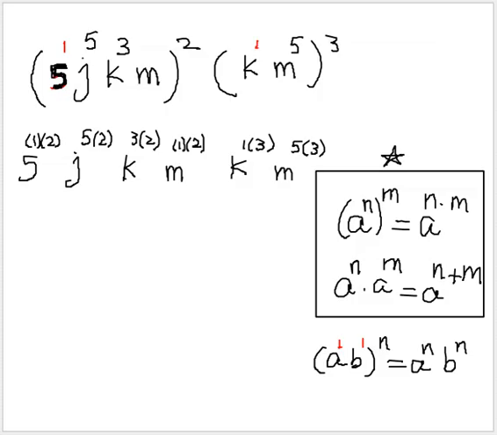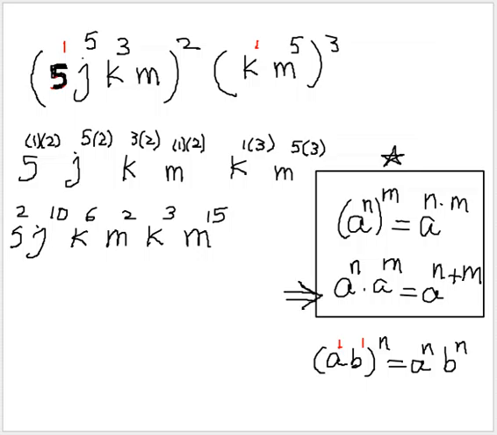Good. All right, so that's all we're doing here. We have 5 to the power of 2, j to the power of 10, k to the power of 6, m to the power of 2, k to the power of 3, m to the power of 15. Okay, do you also follow up to this point then, Barbara? Good. All right, now we're going to look and see if we can combine any of these if we have the same base. Remember this rule here.